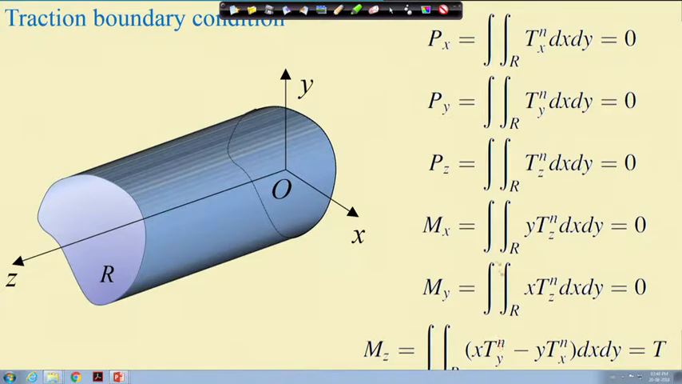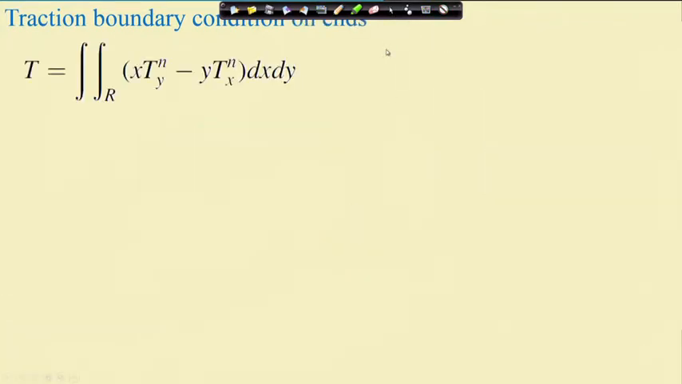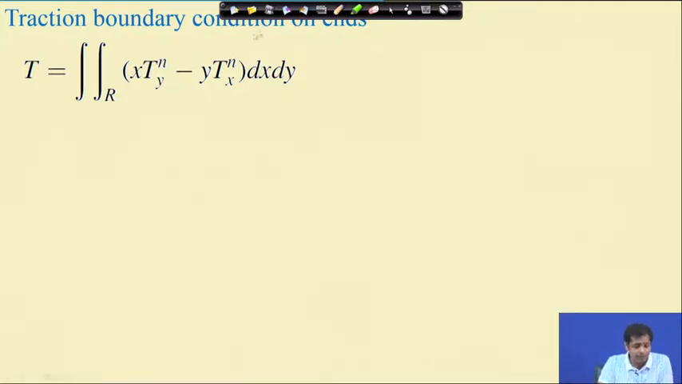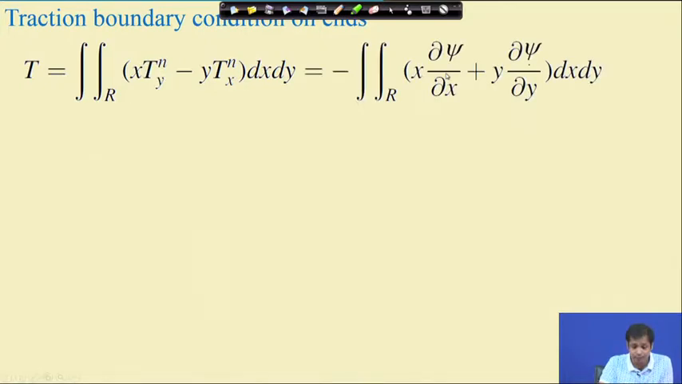Now, let us see the last one. The last one is the expression of torque that we have. Similarly, we substitute the expression of Ty and Tx, and then substitute those stresses in terms of the stress function, and then this is the expression we have.